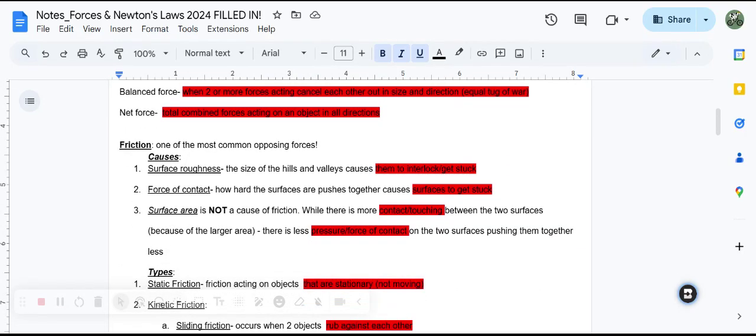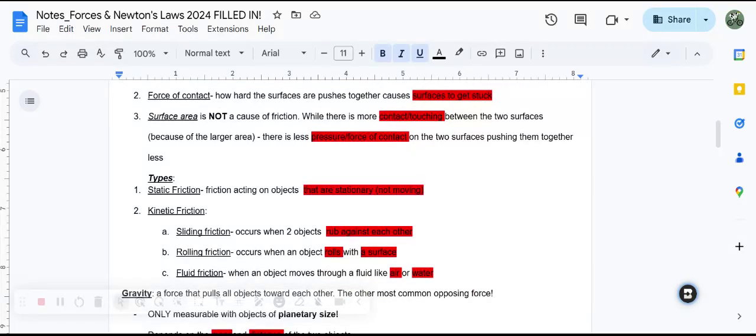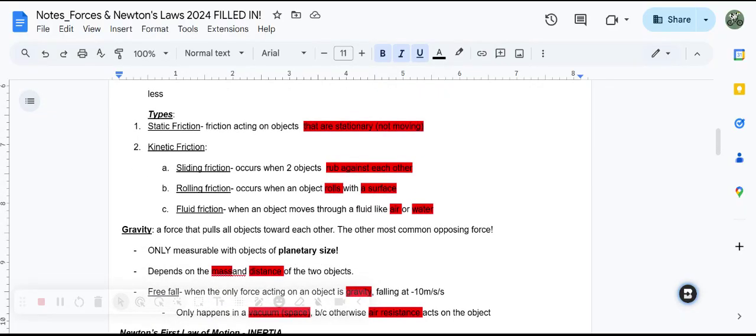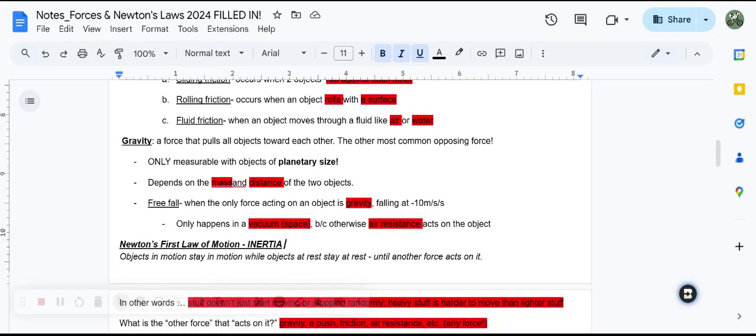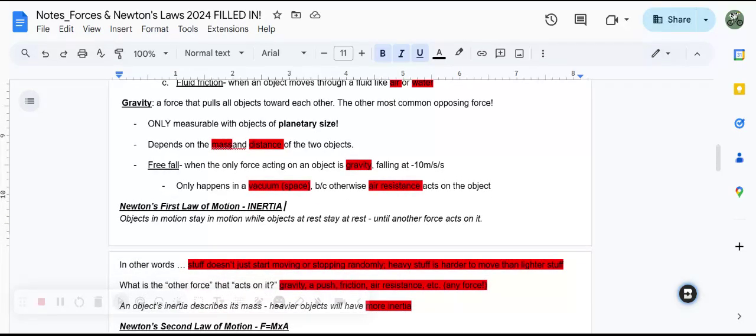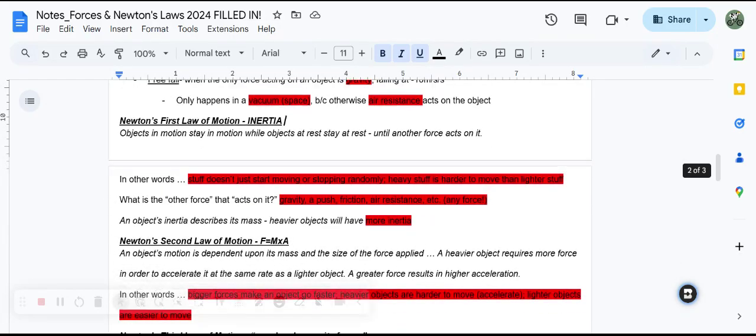Friction is caused by surface roughness and force of contact, how rough a surface is and how hard you're pushing those two surfaces together. There's static friction for objects that are not in motion, and kinetic friction, which can be sliding, rolling, or fluid for objects that are already in motion. Gravity is what's causing all things to get pulled towards the center of the Earth or whatever planet you're on. And on Earth, we're never really in free fall because we're not in a vacuum. We will experience air resistance.